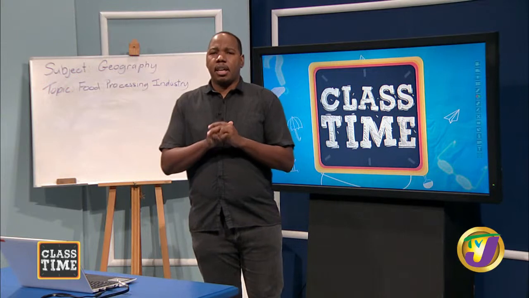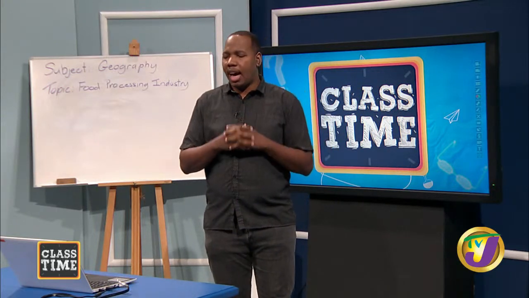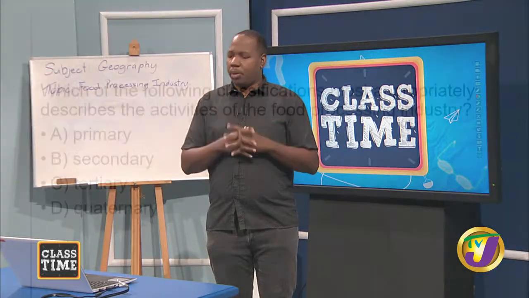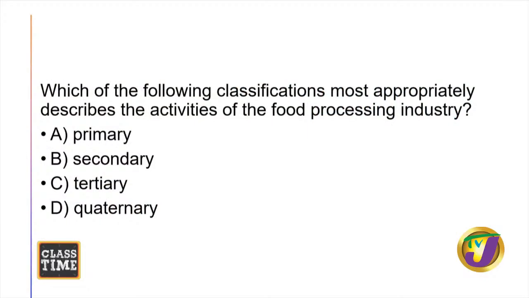Now, at this point, I'm gonna pause for a second. I want to ask you a simple question. Which of the following classifications most appropriately describes the activities of the food processing industry? Would you say that the food processing industry is a part of the primary, the secondary, the tertiary, or the quaternary sector? And as you think about your answer, I also want you to think a little bit about why you have chosen this response. So I'll give you 2 seconds to think about it.